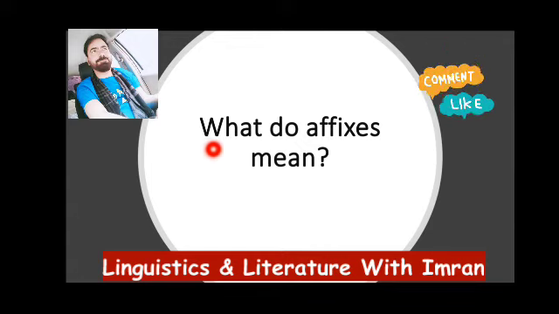Today we will learn what affixes mean. When a letter or a group of letters is added at the beginning of a word to make a new word, this is called a prefix. When a letter or a group of letters is added at the end of a word to make a new word, this is called a suffix. Together, prefixes and suffixes are called affixes. So in this lecture, we will learn what affixes mean. Let's learn today's lecture.